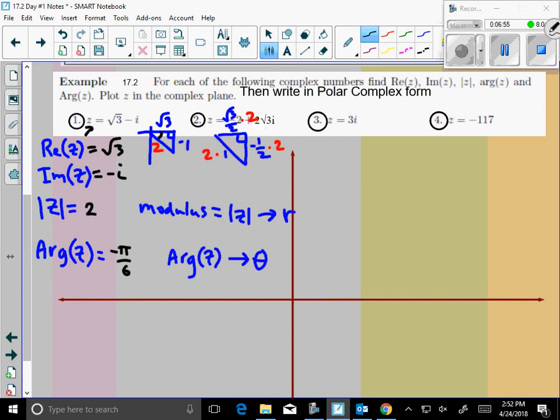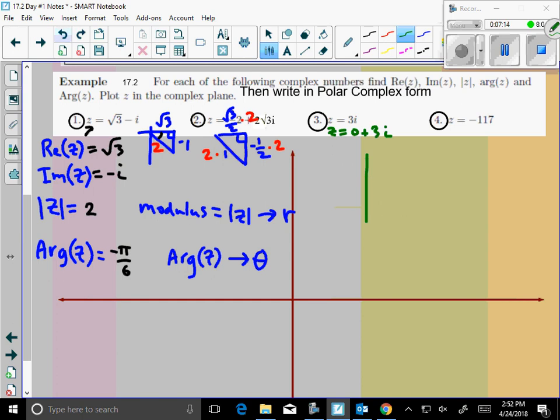Okay, so let's look at a different example. Let's look at another one here. Let's go ahead and look at 3. All right, I'm going to rewrite this as 0 plus 3i. All right, so if I were to sketch that, I'm going 0 units right or left, but I'm going up 1, 2, and 3. That's the point.